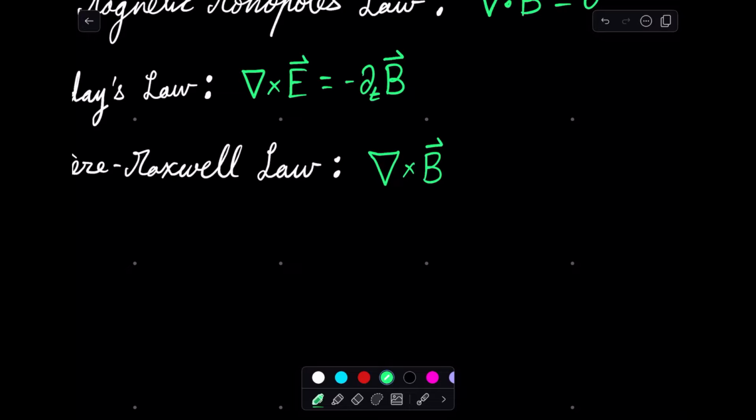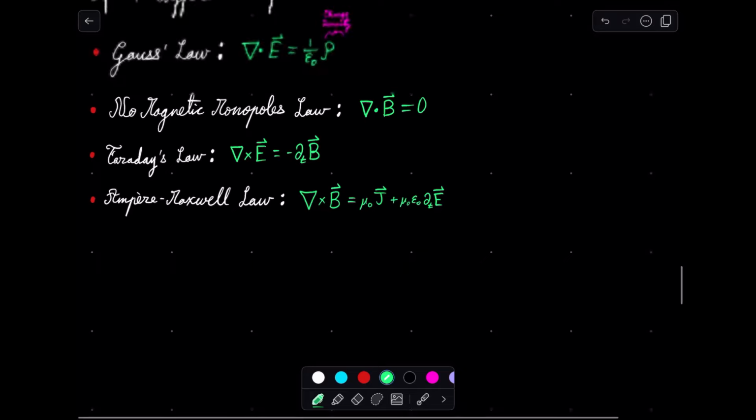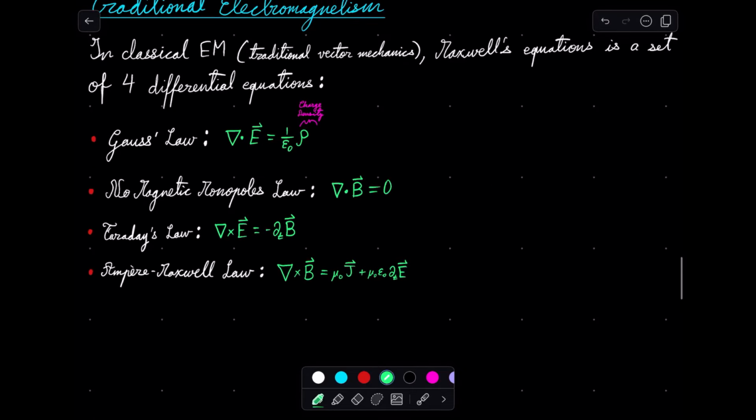But this law is that the curl of the magnetic field is equal to the electric current density plus some more constants times the change in time of the electric field. And these are Maxwell's equations.